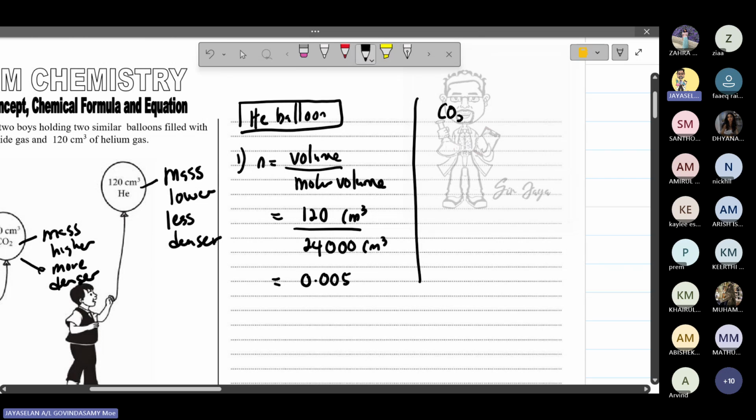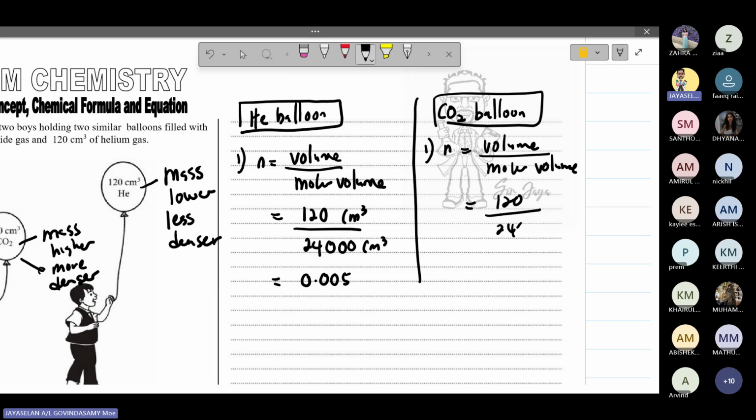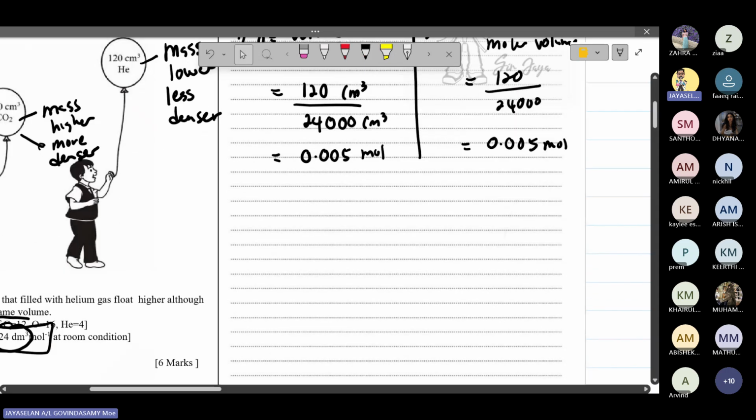Here, I put CO2 balloon. I do the same thing, you know. Volume divide with molar volume. So here 120 divide with 24,000, I get the same mole. Kalau saya letak semua unit lah, saya tak suka buat sini macam ni. Okay, after that, second step, I find the mass.